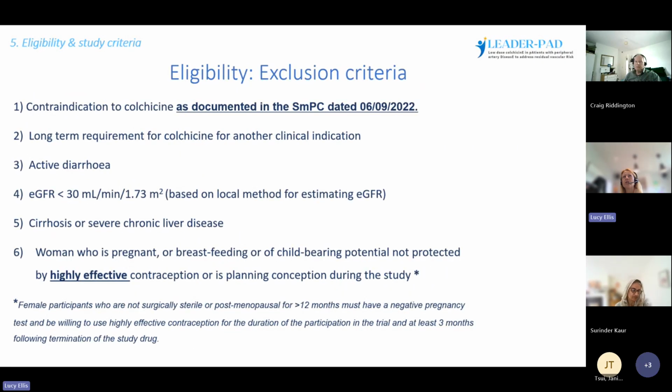There are also a number of exclusion criteria, so any contraindication to colchicine, long-term requirement for colchicine for another clinical indication, active diarrhea, eGFR less than 30, cirrhosis or chronic liver disease, and any women who are pregnant or breastfeeding or of childbearing potential not protected by highly effective contraception or planning conception during the study.